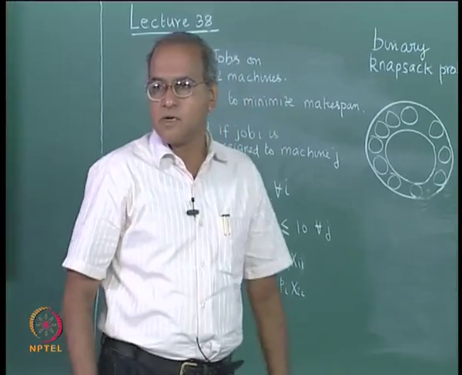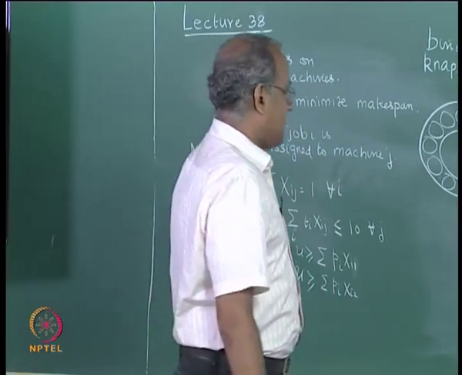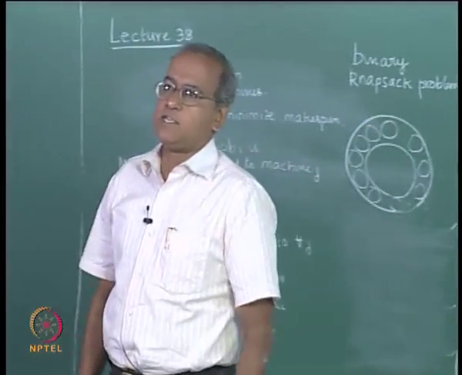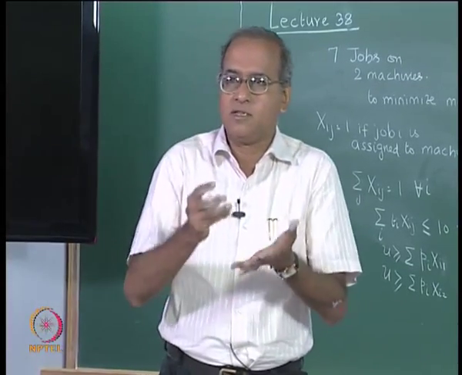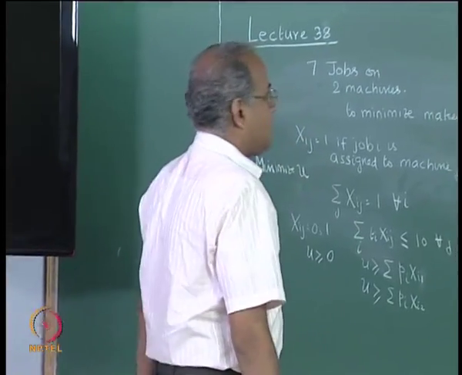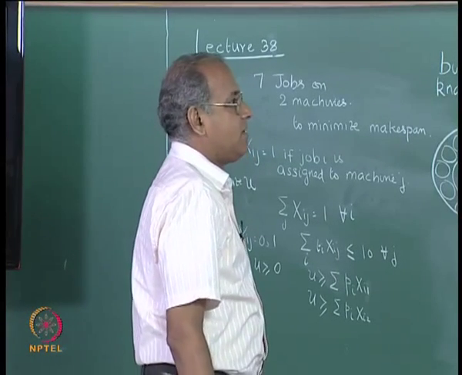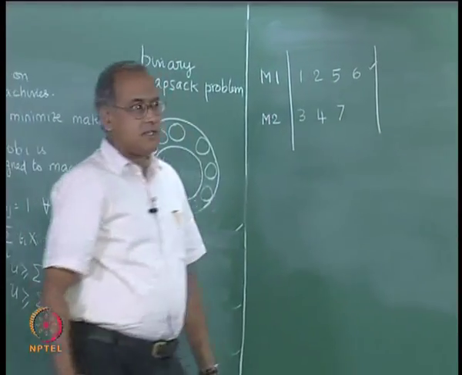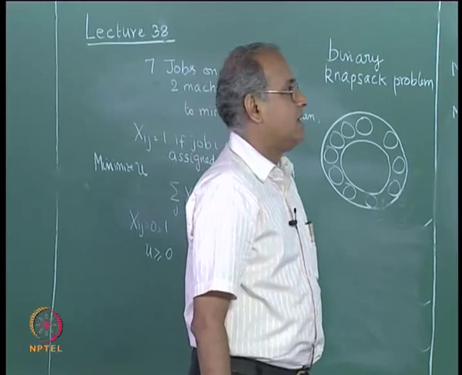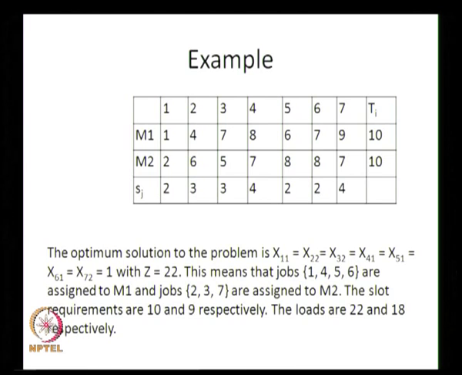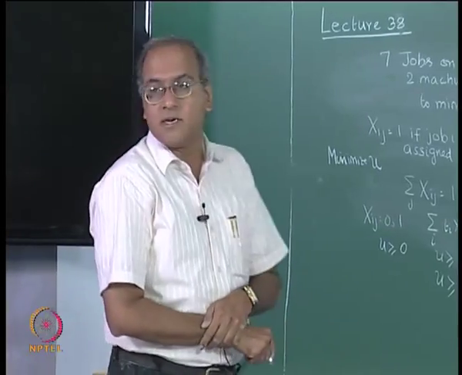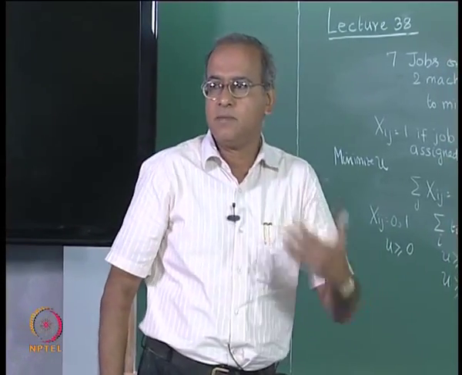So, 9 and 7, so job 7 will go to M2. Now, we have to check whether this satisfies the tool requirement, because if it does not satisfy the tool constraint, then we will not be able to run this whole thing in a single batch. So, we look at 1, 2, 5 and 6: 2 plus 3 is 5, plus 2 is 7, plus 2 is 9. So, this is satisfied. 3, 4 and 7: 3 plus 4 is 7, plus 4 is 11. So, this is violated. So, we cannot implement this, because for 3, 4 and 7 put together the tool constraint is violated.